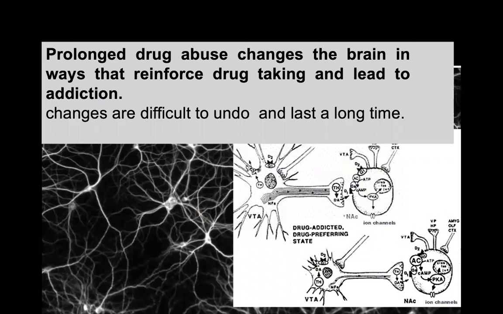Prolonged drug abuse changes the brain in ways that reinforce drug taking and lead to addiction. When a person remains addicted to abused drugs, they change the brain in a way that reinforces drug taking and leads to addiction. These changes are difficult to undo and last a long time. So they need more and more drugs, which changes the tolerance level of the drugs.